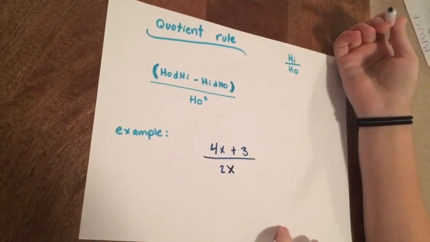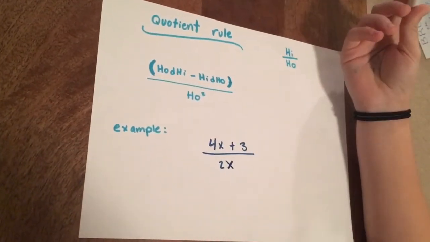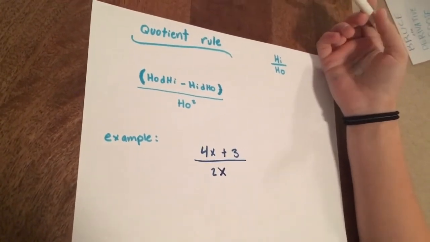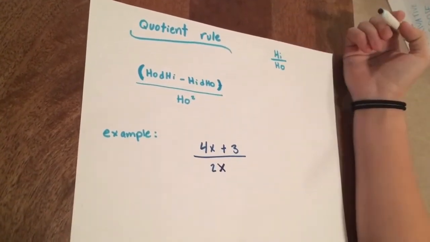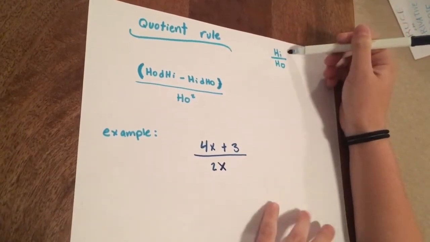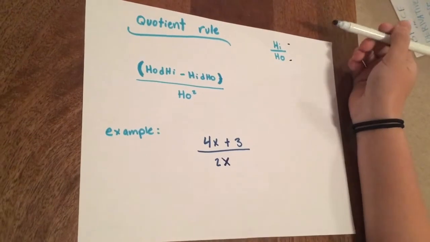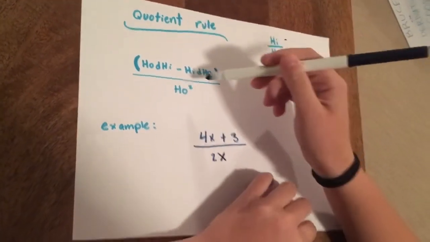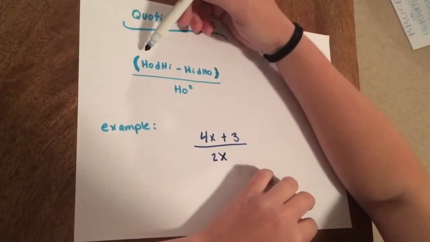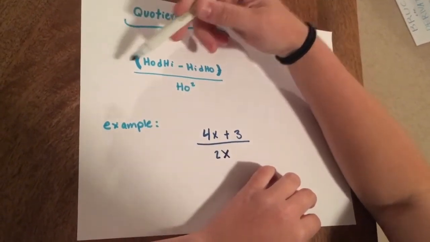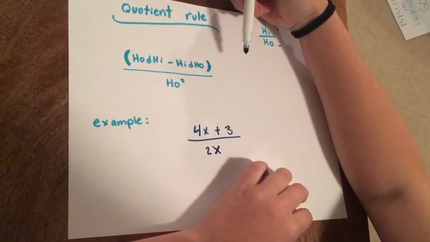So the next rule we're going to go over is the quotient rule. This is basically how to take the derivative of a function that represents itself as a fraction, with something on the top and something on the bottom. So the trick we're going to use is high, ho. High is the top and ho is the bottom. The rule here is ho derivative of high minus high derivative of ho all over ho squared.